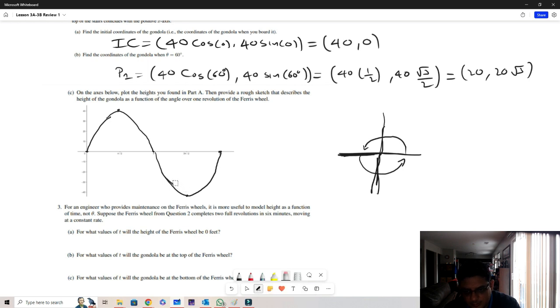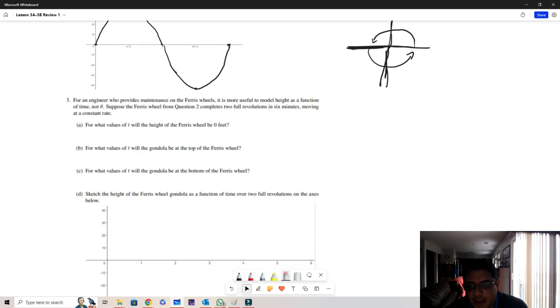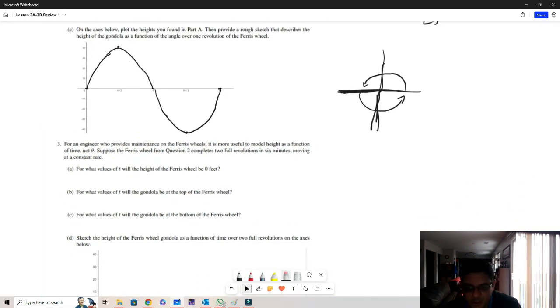Could be better, but this works. Now, however, for an engineer, it doesn't work out having the Ferris wheel in terms of angles. It is more useful to plot it on time versus the height.